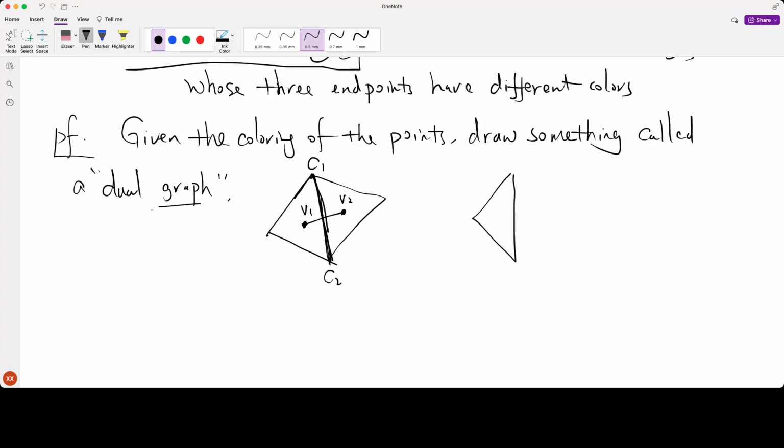For example, here, if you have some situation C1 and C1, I don't put an edge. If it's C2, C2, I don't put an edge. If it's C2, C3, I don't put an edge. I only put an edge here if you see C1, C2. Is it okay?